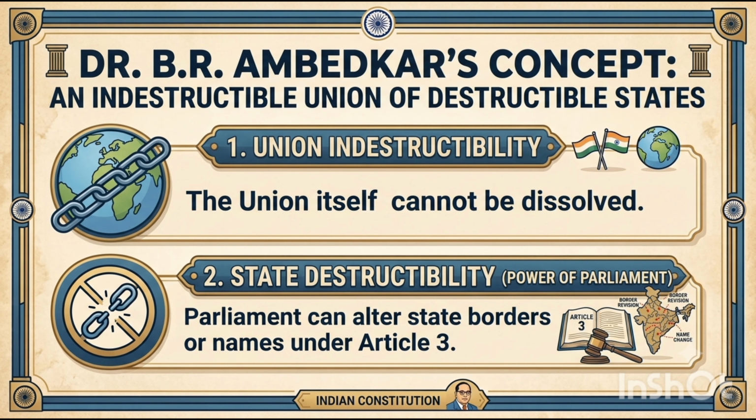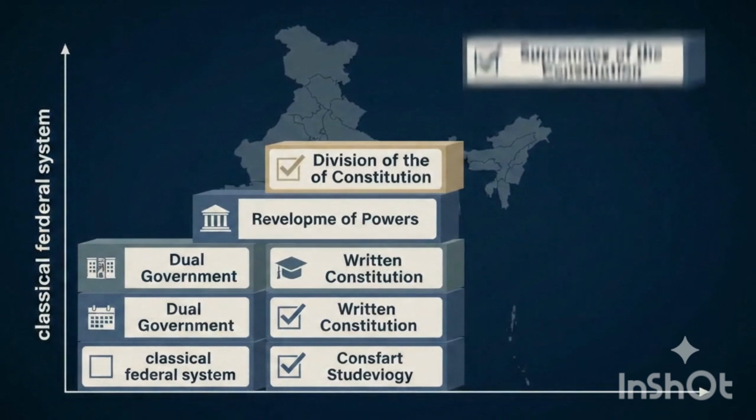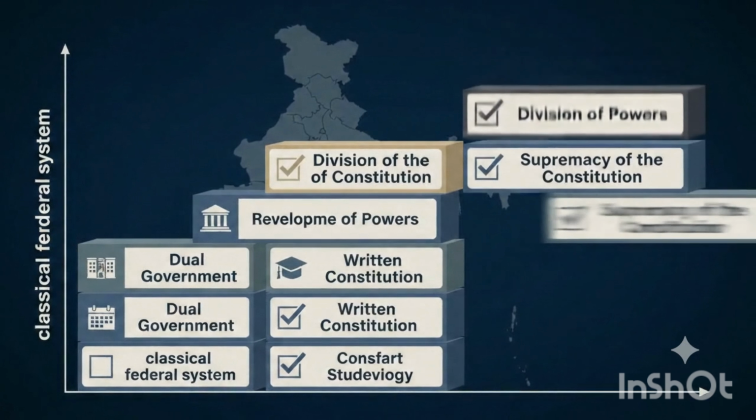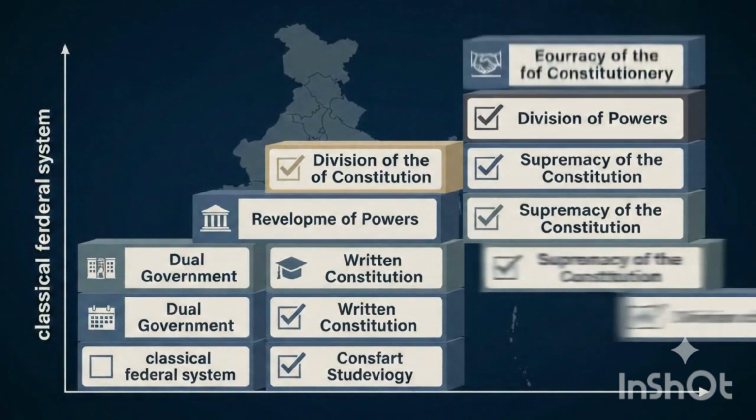As constitutional jurists famously put it, India is an indestructible union of destructible states, which means Parliament can alter state borders or names under Article 3, but the Union itself cannot be dissolved. During normal times, India operates on solid federal pillars, which are dual polity, the Seventh Schedule, supremacy and rigidity, and the independent judiciary. Now I'll explain all of these one by one.